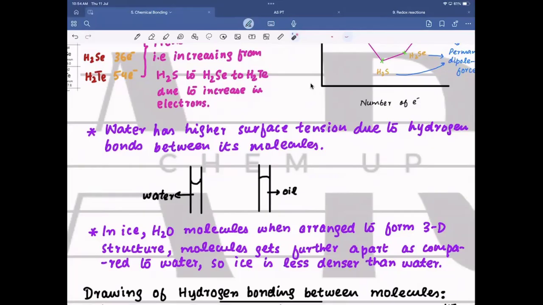Because of hydrogen bonding? Yeah, it is due to the hydrogen bonding. That's right. I'm not asking the reason. I am asking the significance of this opposite phenomenon. What is the importance of this thing? I don't know, sir. Think, try to think.